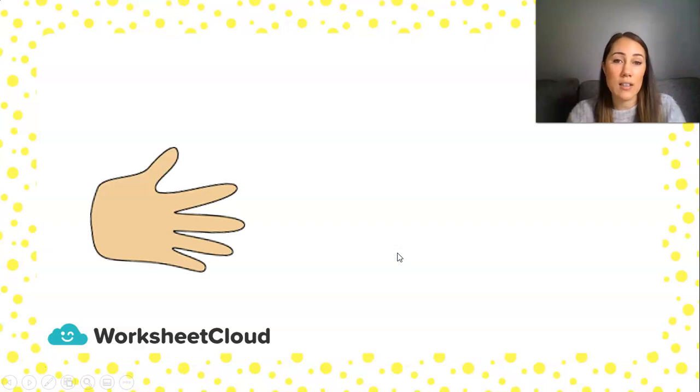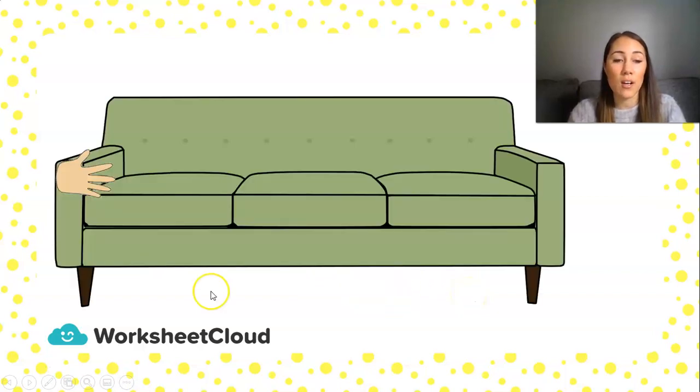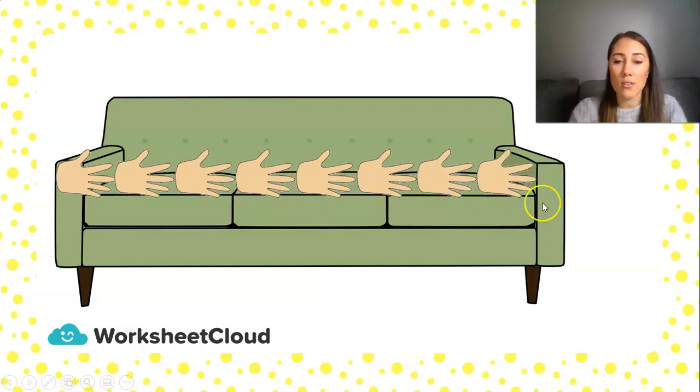A very long time ago, they used to use things like hands or feet to measure things. So we're going to do that now, and you can do this at home as well. We're looking at this green couch, and we're going to put our hand on the side. We're going to measure how many hands this couch will fit, or how long this couch is. We're going to put our next hand right at the end of this one, and then we're going to alternate our hands all the way to the end of this couch.